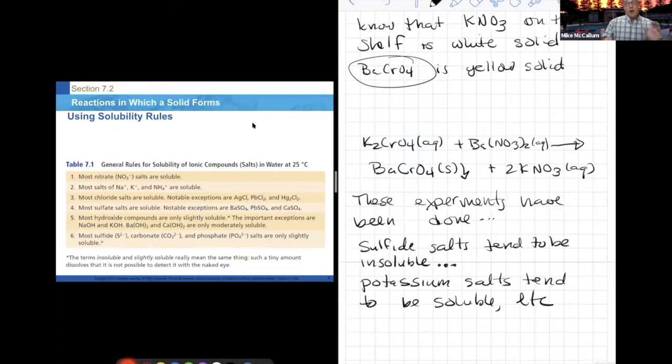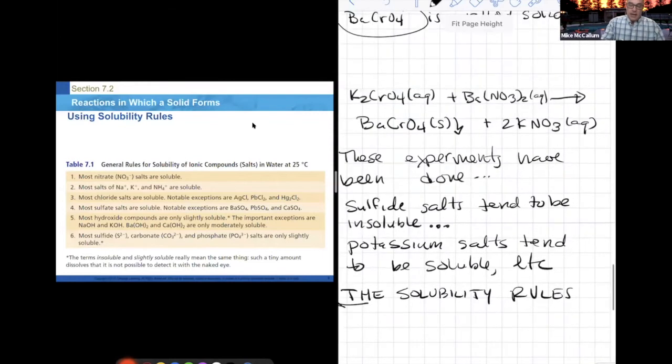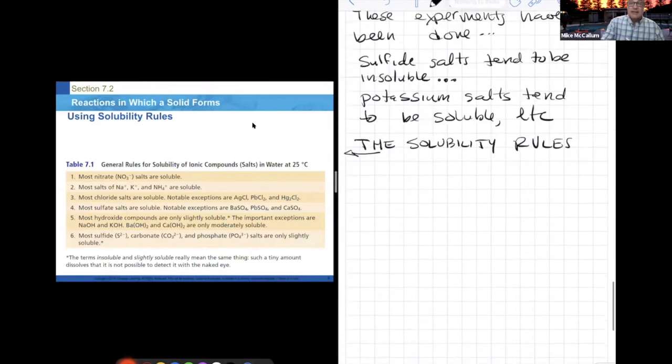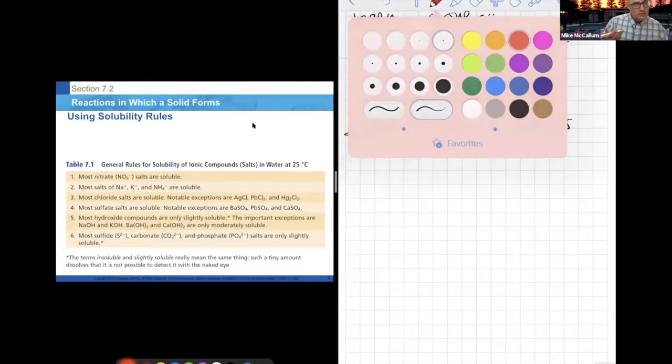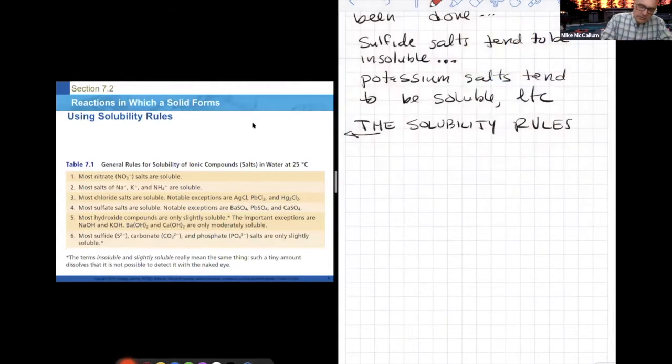And we gather all this information, and what we get are the solubility rules, right? Over here on this slide. And we can use these solubility rules to predict products when we mix two soluble solutions together. There are some things to know about these solubility rules.